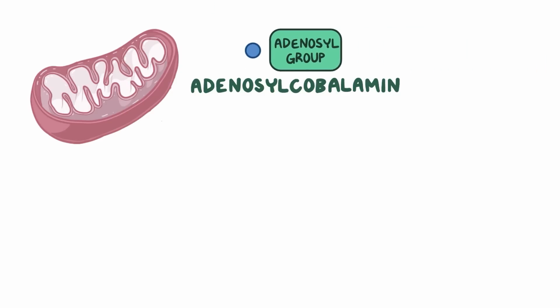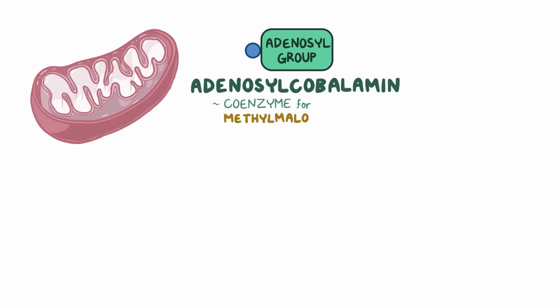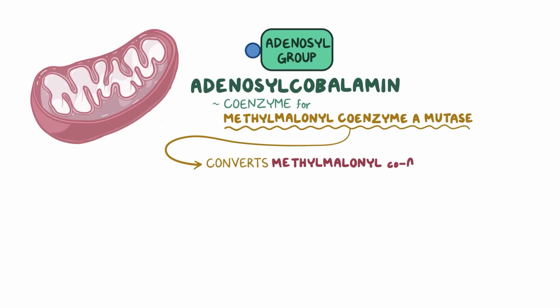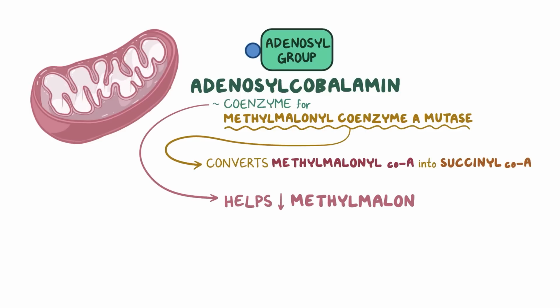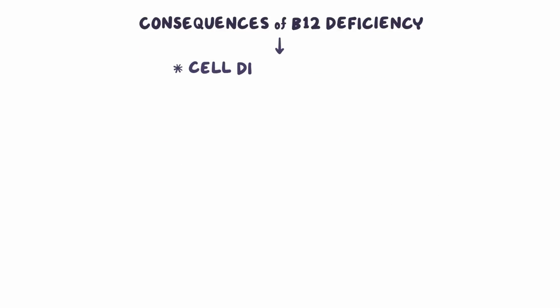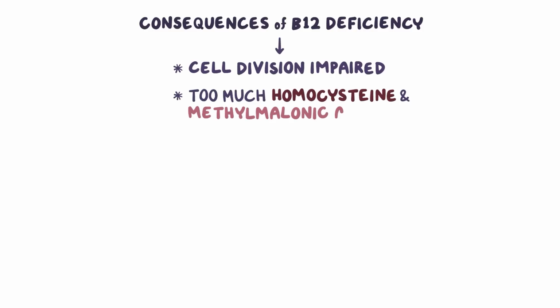Alternatively, B12 can be used by the mitochondria in another active form called adenosylcobalamin, which is basically B12 with an adenylyl group clinging to it. Adenosylcobalamin acts as a coenzyme for methylmalonyl coenzyme A mutase, an enzyme which converts methylmalonyl coenzyme A into succinyl coenzyme A. This helps reduce the levels of methylmalonic acid, which can also be harmful if it builds up. So, in short, the consequences of B12 deficiency are that cell division is impaired, and there's too much homocysteine and methylmalonic acid in the body.